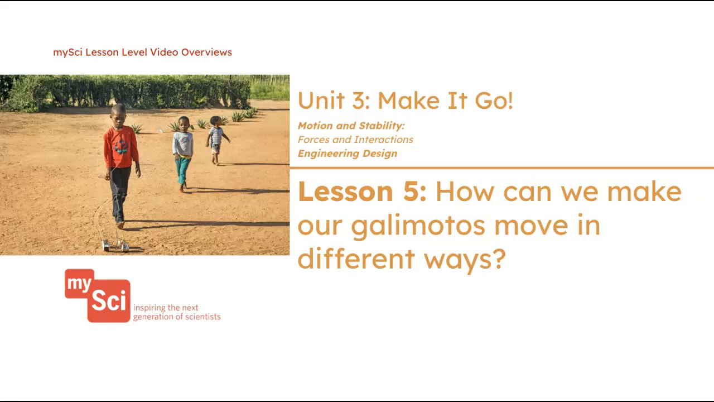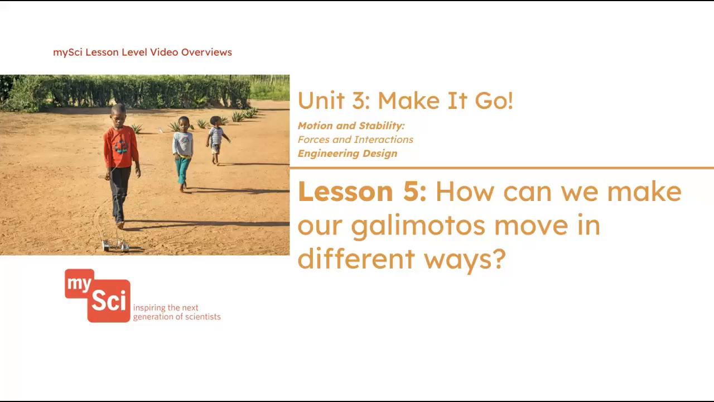Welcome to Lesson 5 in Unit 3, Make It Go. In this lesson, students will work to answer the question, how can we make our Galimotos move in different ways? In this lesson, students revisit the engineering design cycle and construct and test their Galimotos.